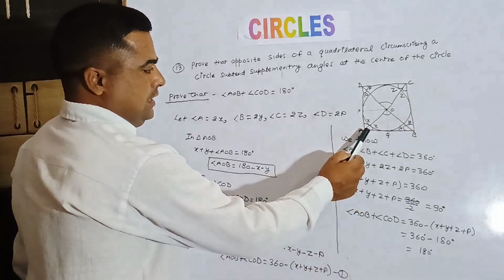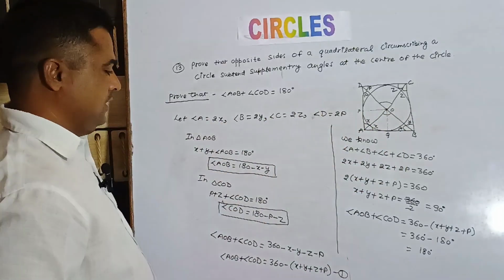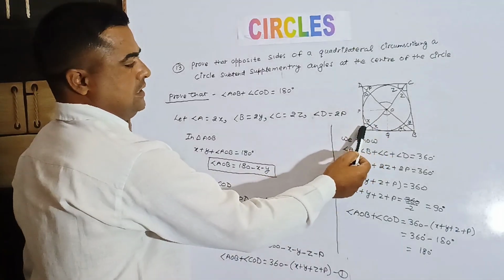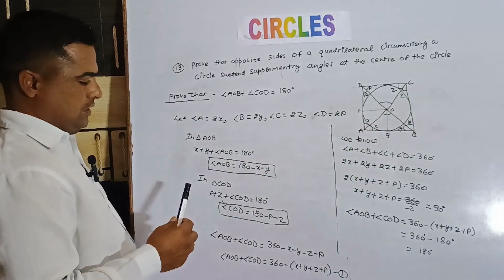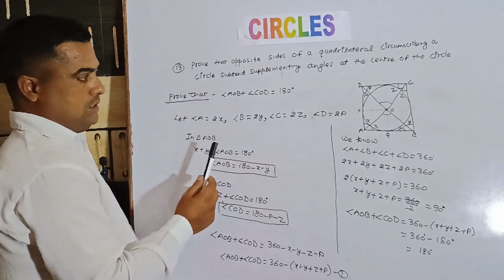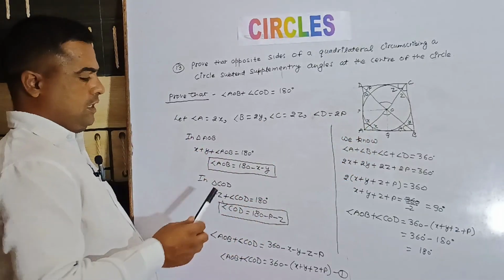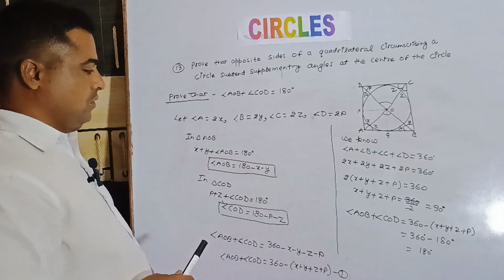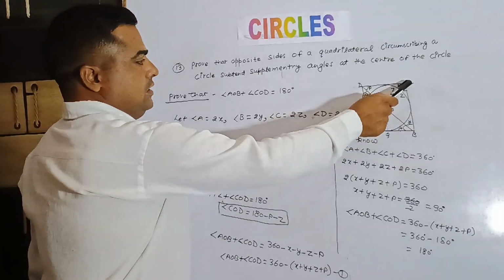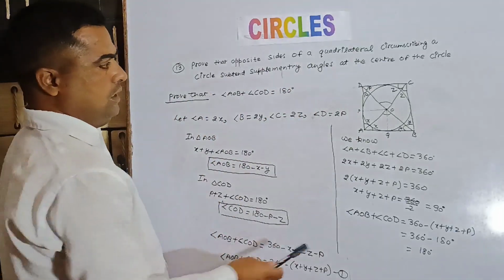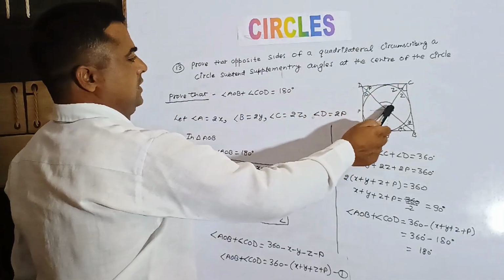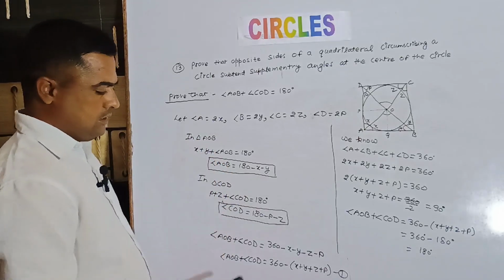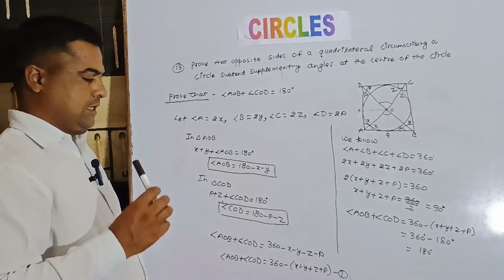Now we will find this angle AOB. How will we find it? With the help of the angle sum property. x plus y plus angle AOB equals 180 degrees. The value of angle AOB will be 180 minus x minus y. Similarly, in triangle COD, p plus z plus angle COD equals 180 degrees. The value of angle COD will be 180 minus p minus z.